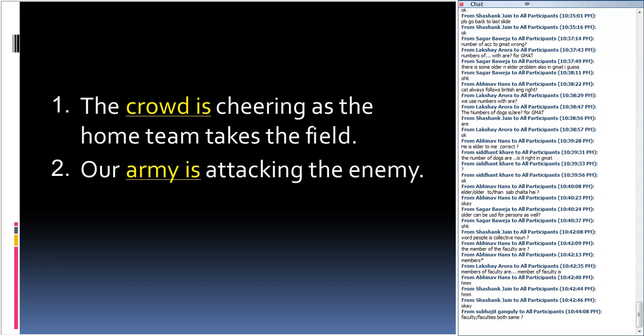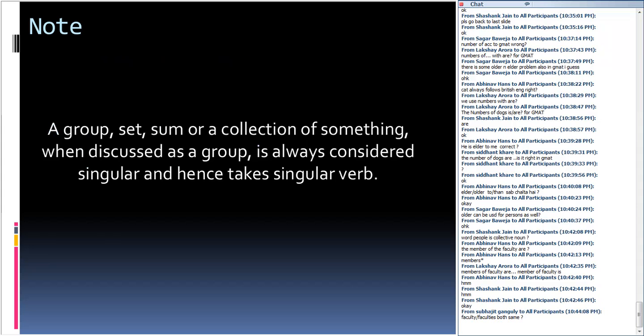Okay. Please note, a group, a set, a sum, or a collection of something, when discussed as a group, is always considered singular and therefore it takes a singular verb. Which means, कौन-कौन से words हैं यहाँ पे? Group, set, sum, collection. Remember these 4 words. When they are discussed as a group, तो फिर वो collective noun हो जाते हैं and that is why they take singular verb forms.